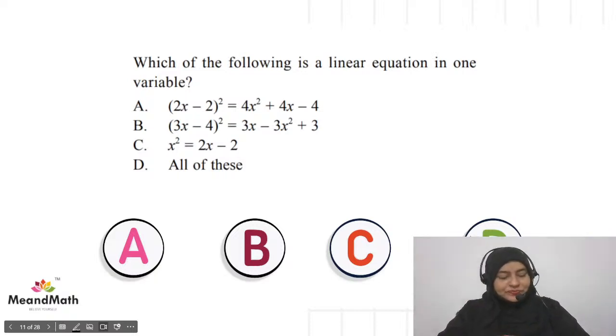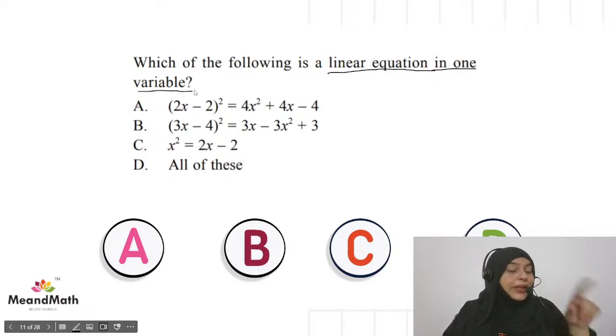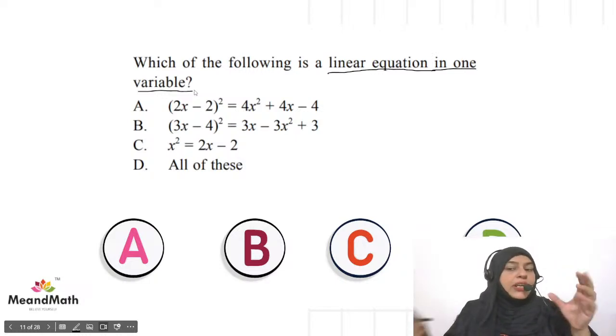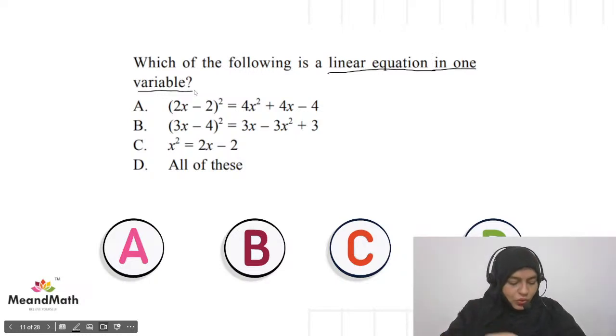Now, let's try to solve it. It's a simple question. The question is, which of the following is a linear equation in one variable? And I told you in question number 3, I think, that what is a linear equation?